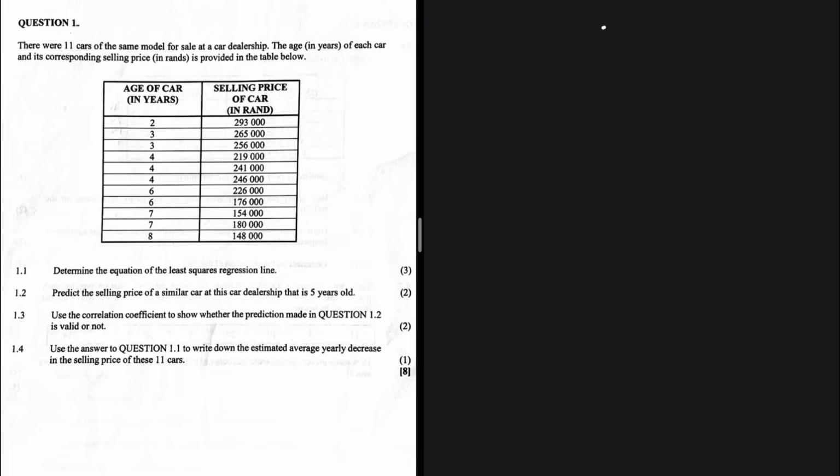Determine the equation of the least squares regression line.